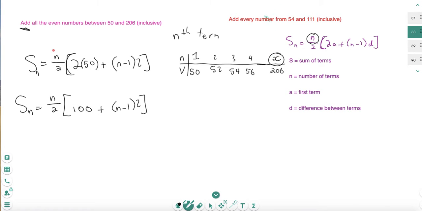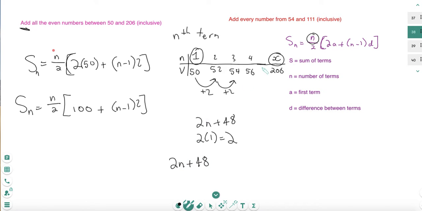So how do we do this? Well, step one, we'll find the nth term. So the jump is plus 2 every time, so it's going to be 2n. I'm going to replace n with 1. So 2 times 1 is 2, but I want 50. How do I get from 2 to 50? Well, I'm going to add 48. And that's our nth term, 2n plus 48.